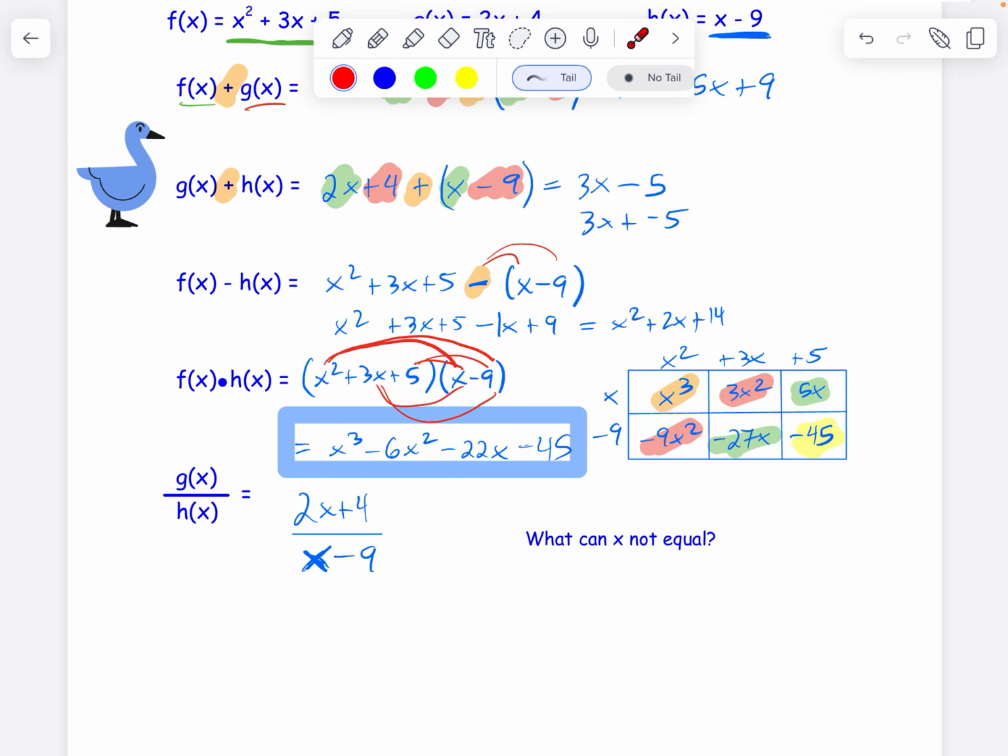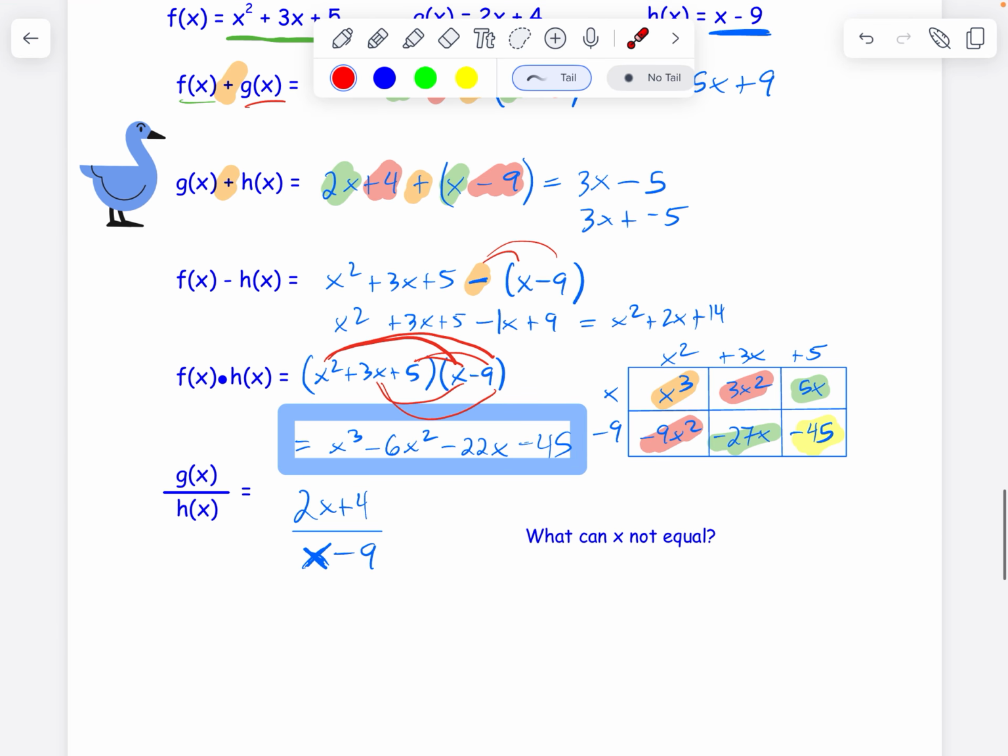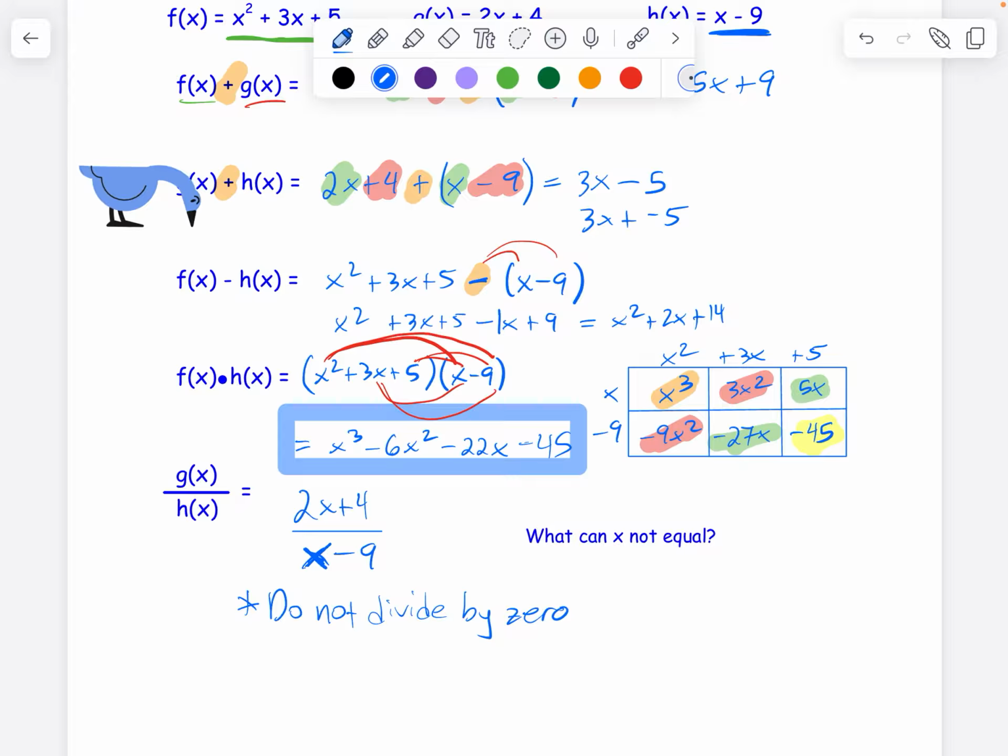You are finished, except for this last question. What can x not equal? It's referring to over here. When you're dividing by an entire function, you have to be thinking about the denominator because you do not divide by 0. Because we can't do that. Only Chuck Norris can do that. Rest his soul. Do not divide by 0.